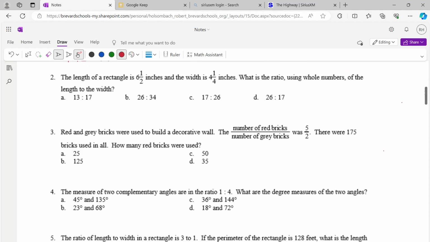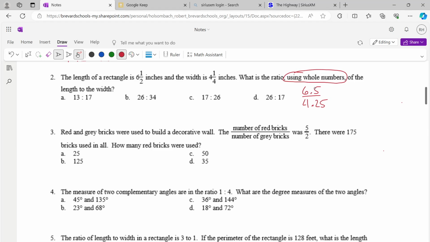Problem number 2 tells you that the length of a rectangle is 6.5 inches. The width is 4.25 inches. What is the ratio using whole numbers? Here's the key. Using whole numbers of the length to width. So our length is 6.5, right? Our width is 4.25.